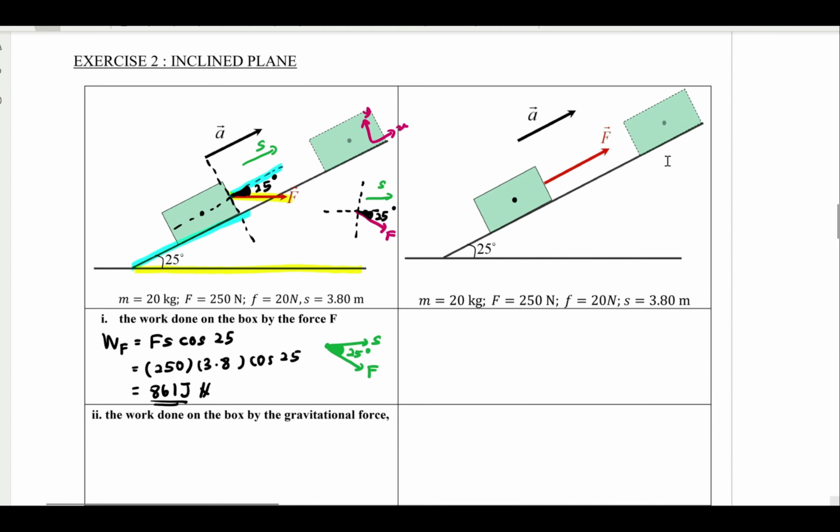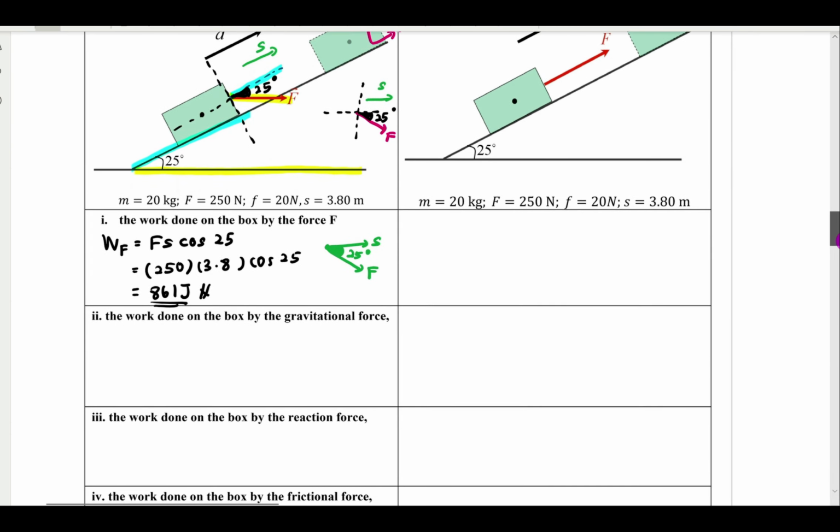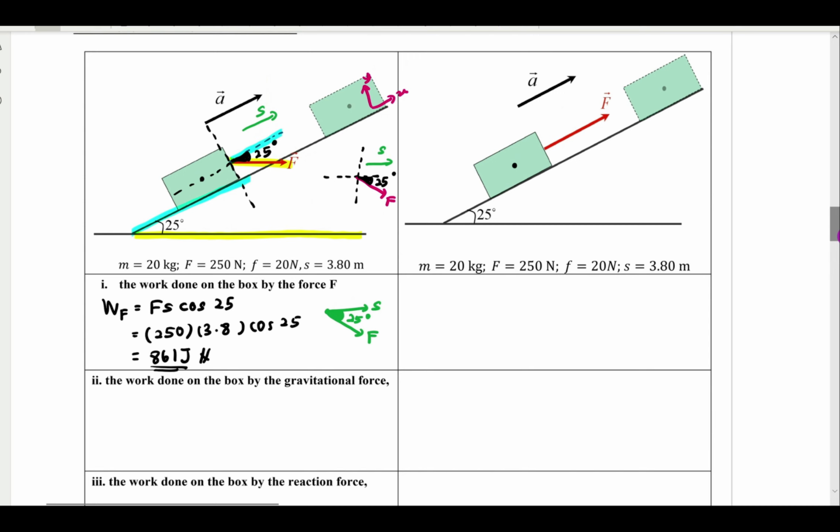And then, how about the work done on the box by the gravitational force? Gravitational force is actually referring to the weight. So now, if we look at this free body diagram, the weight should be straightly downward. So W, and the angle here should be equal to 25 degree.